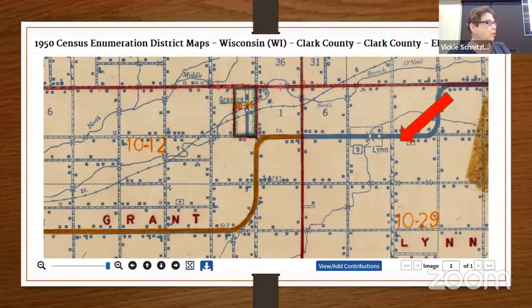Now I would be able to go back and plug in the enumeration district of 1029 and just sort through that one specific. I'd still have to go mile by mile, but it's a lot less than going through multiple district maps. Next slide. And there it is, the 1029 in the town of Lynn. Next.